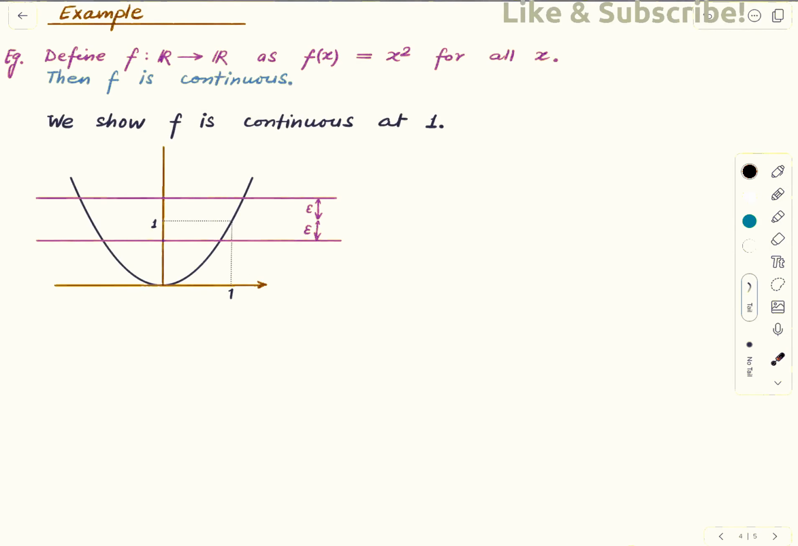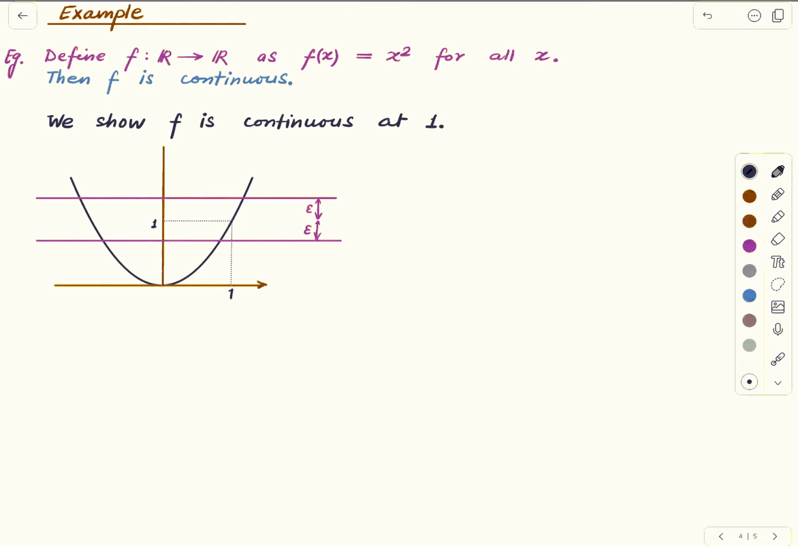Okay, so we want to show the following. We have this function f which takes x to the square of x for all x, and we want to show that f is continuous. So let's just show that f is continuous at 1, and the similar proof will go for other points. So we have this point 1 whose image is also 1 because the square of 1 is 1. And we want to show that f is continuous here.